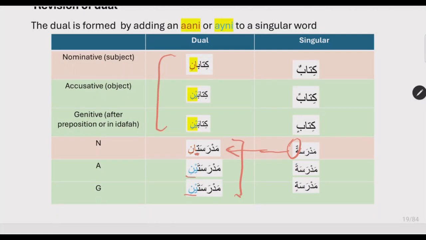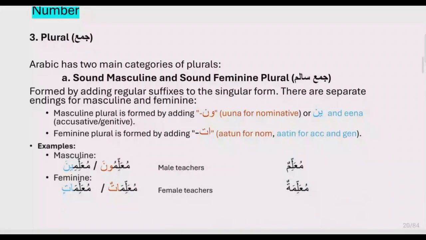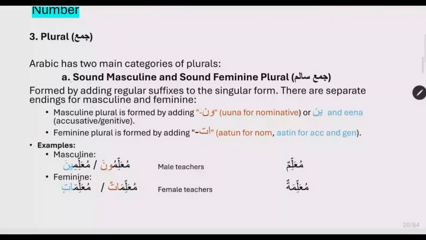Okay, then we are going to plural. So there are two main categories. The one is called a sound one, right? This is one category.